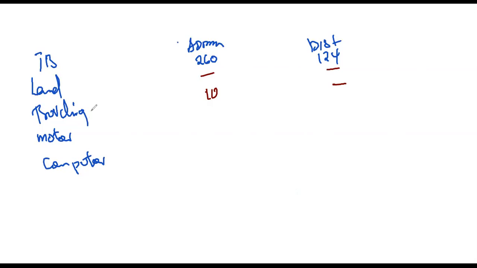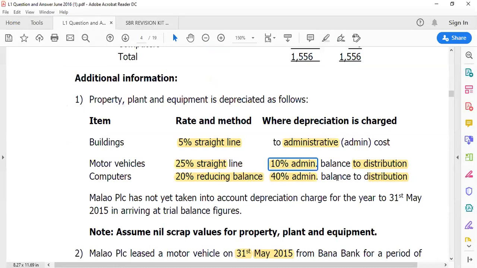In other words, what you could have done, you could have simply said that the buildings were 200, we multiply by 5%, and all of it goes here. Then the motor vehicle is 90, we multiply by 25%, and then we multiply by 10%. The balance goes to this one. So what is the figure there? I hope I've not swapped these things here. Let's just check them out quickly before we go. Okay, there we go. Yes, for 25%, 10% to admin. Then the other one here is 20% and 40% to admin. Okay, 10 and 40. Okay, let's go.